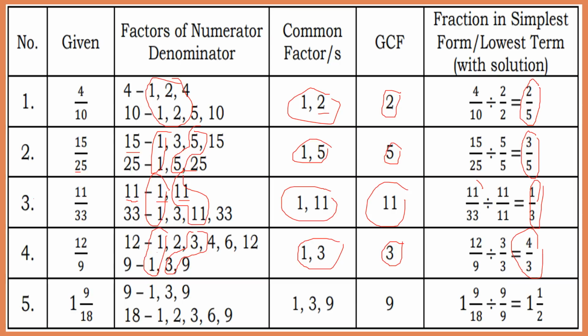Number 5, 1 and 9/18. Factors of 9: 1, 3, and 9. Factors of 18: 1, 2, 3, 6, 9, and 18. Their common factors: 1, 3, and 9. Their GCF is 9. Fraction in simplest form, 1 and 9/18 divided by 9/9 is equal to 1 and 1/2.